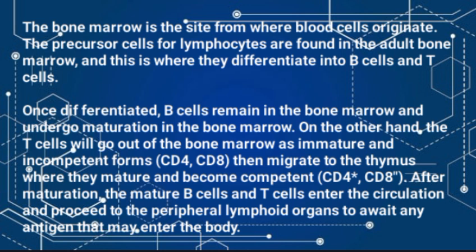On the other hand, the T cells will go out of the bone marrow as immature and incompetent forms, the CD4 and the CD8. Then, they migrate to the thymus where they mature and become competent. After maturation, the mature B cells and T cells enter the circulation through that fluid we call lymph and proceed to the peripheral lymphoid organs to await any antigen that may enter the body.